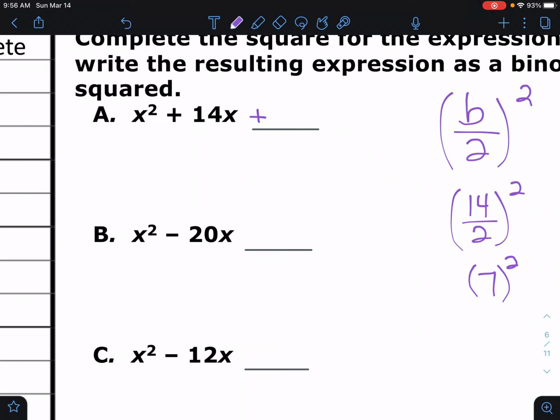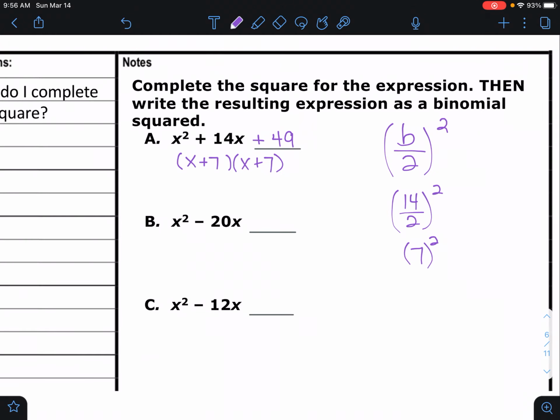And again, it's always going to be positive. Whenever you square something, it should be positive. So this would be a perfect square trinomial. When you factor it, two numbers that multiply to be 49 but add up to be 14 will be positive 7 and positive 7.